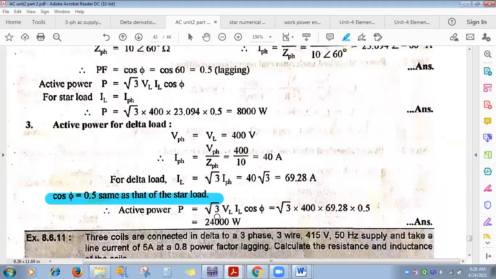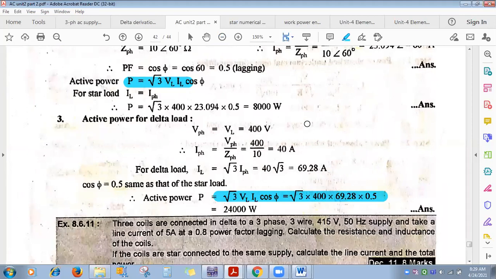So using this, you can calculate the power here. Root 3 VL IL cos phi. The formula is the same. P is equal to root 3 VL IL cos phi. For star also, for delta also, the same formula. Isn't it? Now root 3 is the same, cos phi is also the same, VL is also the same. Only which one parameter is different in both the cases? IL. Correct. Now IL is what?